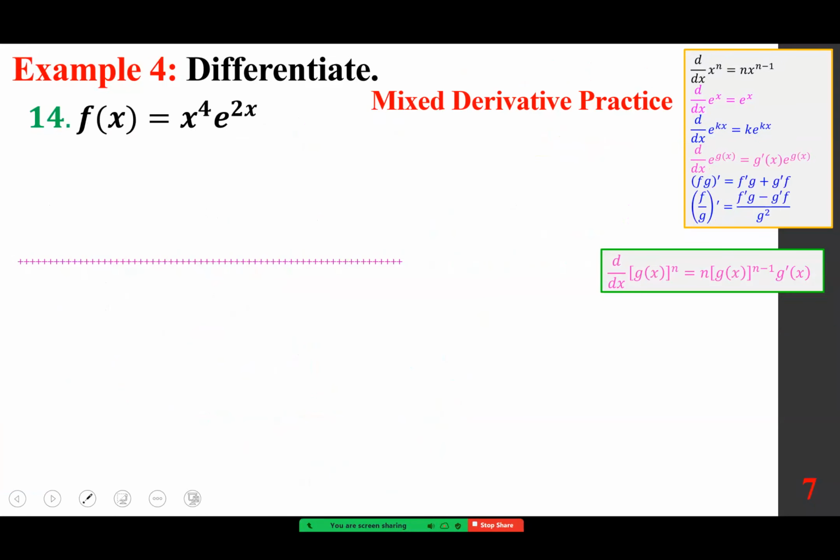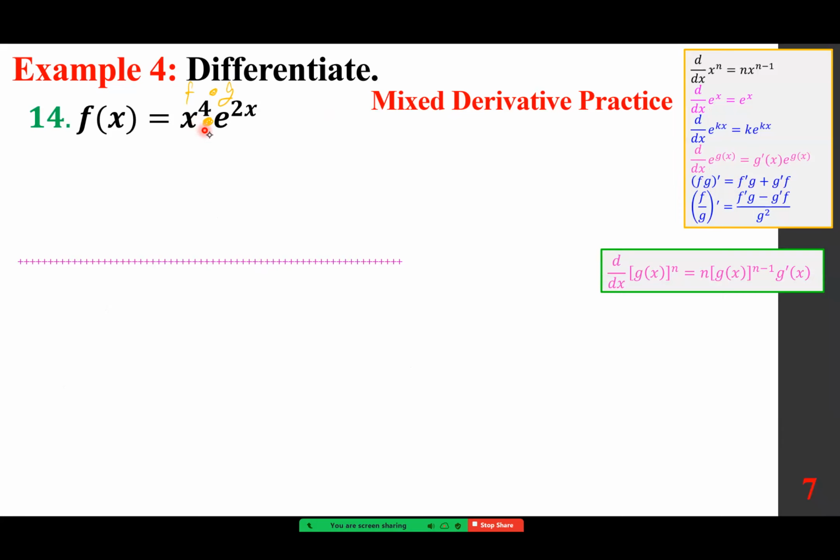We continue with more differentiation. Again, I'm going to the raised dot here. That means I'm going to use the product rule. I'm going to write this as f times g. And I'm going to use the product rule, so I would write the product rule and I follow that.